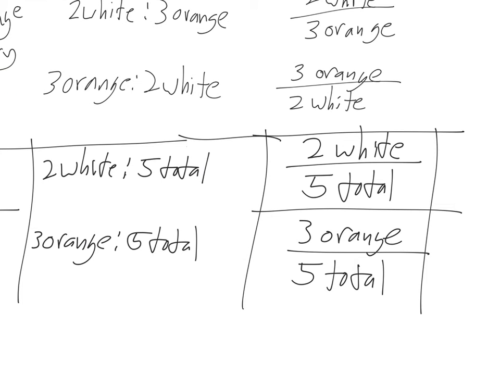Finally, in the fractional way to represent this, you would have 2 white over 5 total and 3 orange over 5 total. In this case, if you took all of the parts in a part to whole ratio, you should be able to add up to equal your whole. So like 2 plus 3 equals 5. So that would be the whole bouquet or arrangement of flowers.